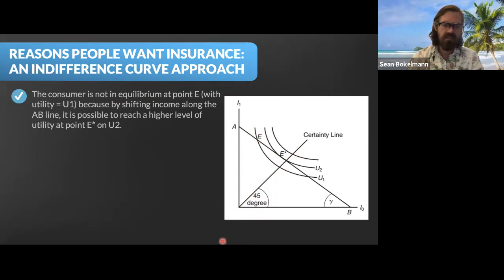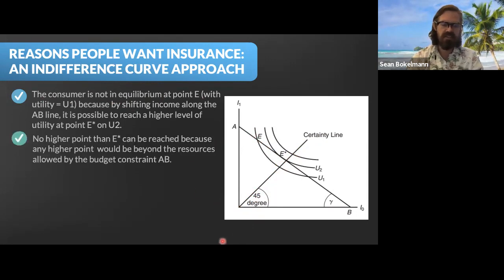So in a sense, that's like what the consumer could get with certainty and not have to face any risk. Now, of course, this E star point is the highest level of utility that can be achieved, right? The consumer can't get outside of their budget constraint, in other words.